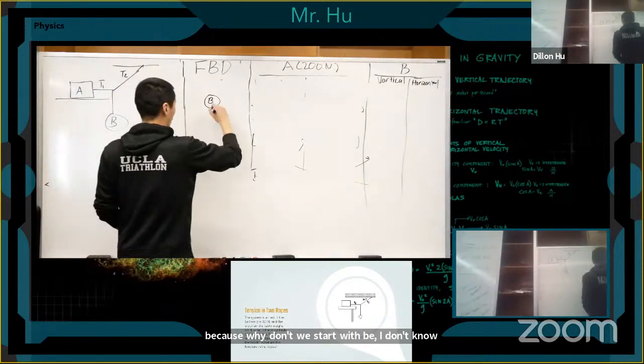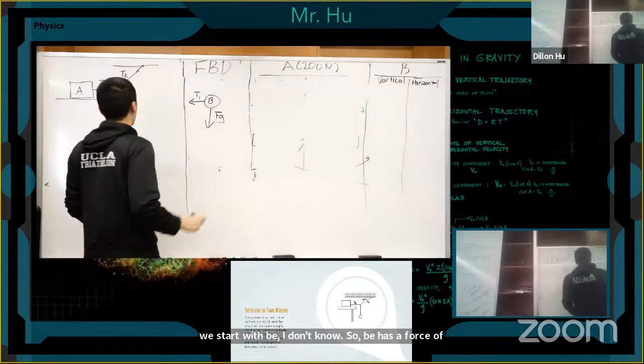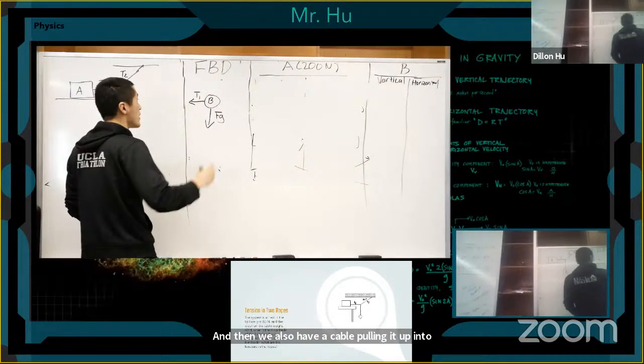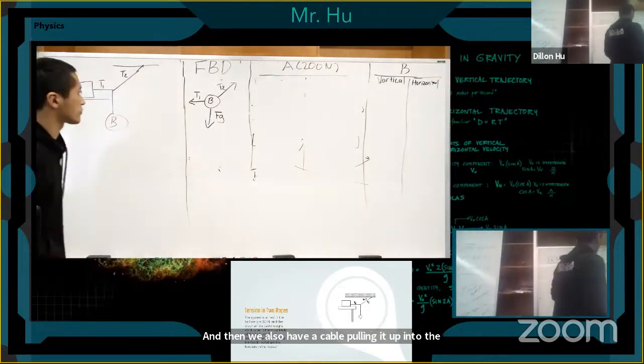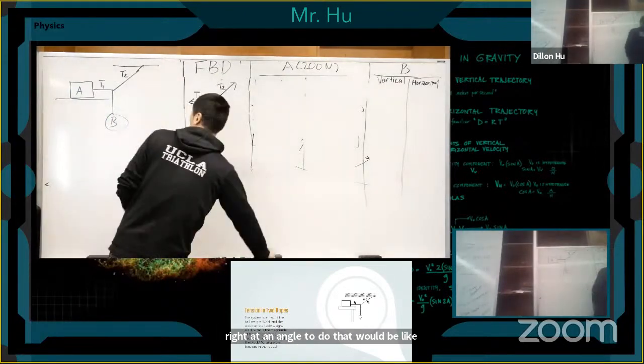So B has a force of gravity going straight down as always. We have a tension pulling it to the left, T1. And then we also have a cable pulling it up and to the right at an angle, T2. So that is B.